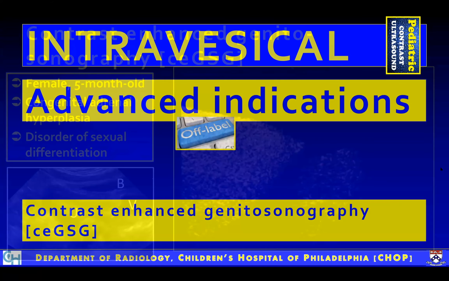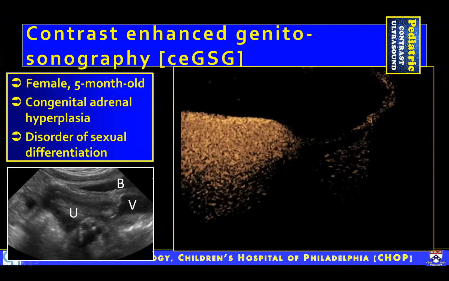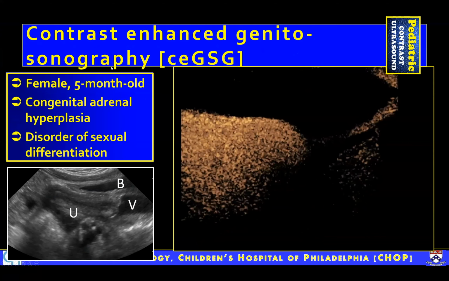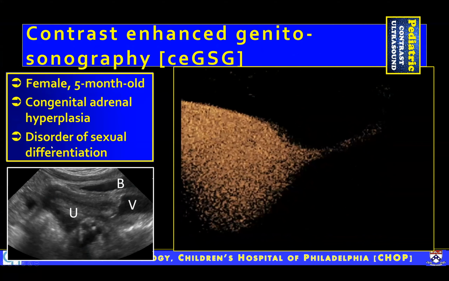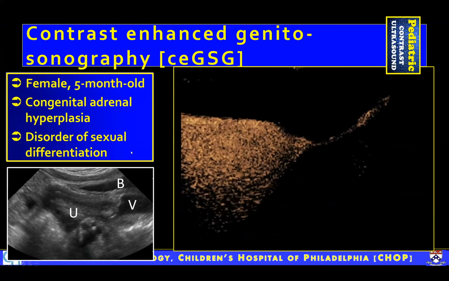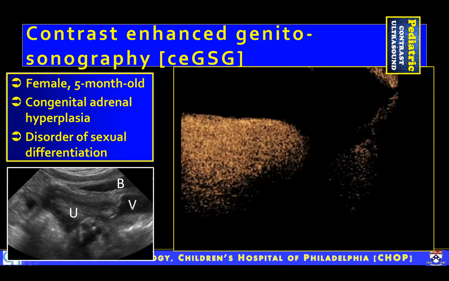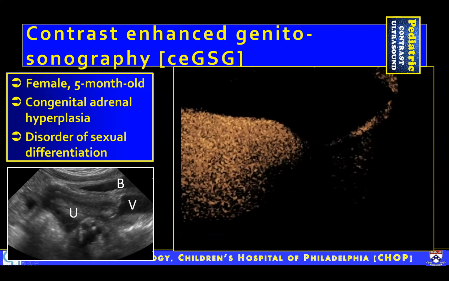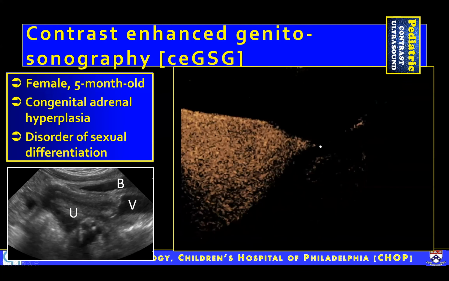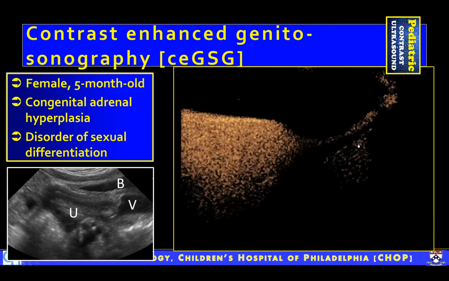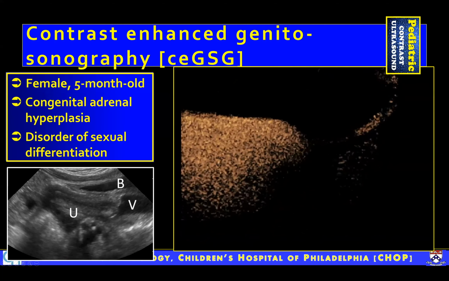So we have children born with different genital abnormalities, like in this female, 5 months old, who had congenital adrenal hyperplasia and disorder of sexual differentiation. You see the uterus here, the bladder, the vagina here. And when we fill with contrast, if you look here, this is the bladder and here is the urethra. But behind the urethra, you see this structure, which is filling with microbubbles.